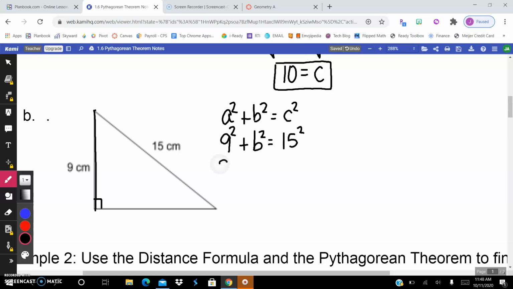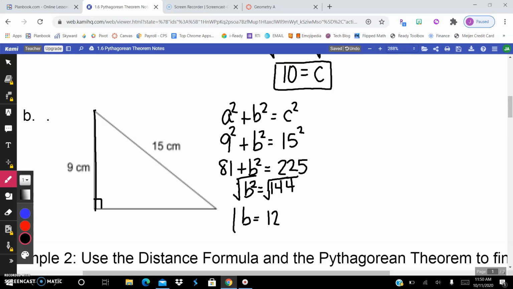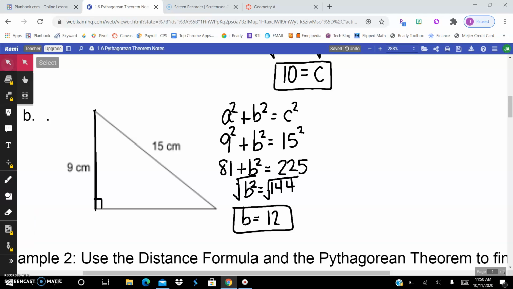Then we go through and simplify. So 9 squared is 81, and 15 squared is 225. We're going to have to subtract 81 from both sides. So we would have b squared equals 225 minus 81, which is 144. Then our last step is to get rid of that squared because we really want to know what b is. So square root of both sides. So b over here, square root of 144 would be 12. So the other leg to this triangle would be 12 centimeters.